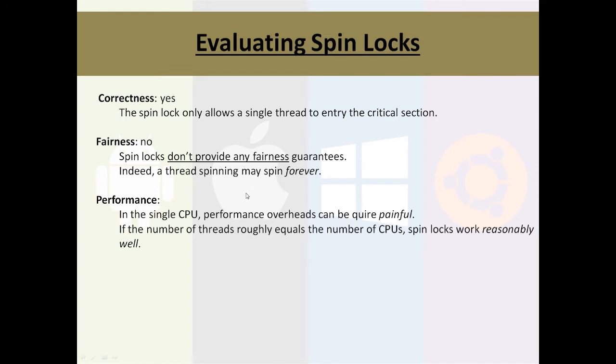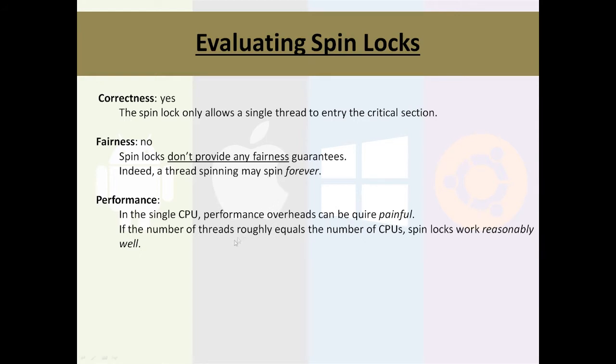Is it fair? Well, no. Spin locks don't provide any fairness guarantees. Indeed, a thread spinning may spin forever. If the thread that currently holds the lock never releases it, the other thread will spin forever. Or other threads might acquire the lock instead of an unlucky thread, and therefore it might spin forever as well.